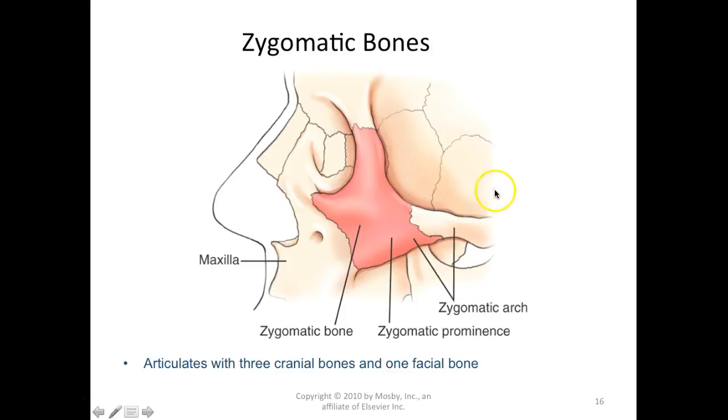So you can see here we have the zygomatic arch of your temporal bone, and you have the zygomatic arch of your zygoma. So you have your zygomatic prominence, this is the part that sticks out the most, and this whole thing is your zygomatic bone. This is your maxilla.